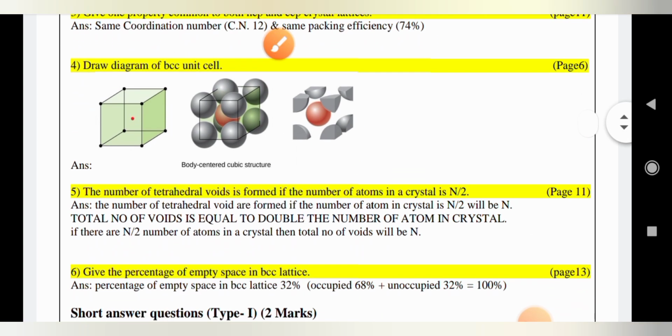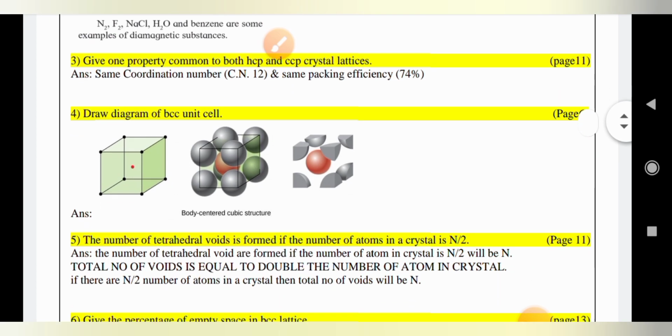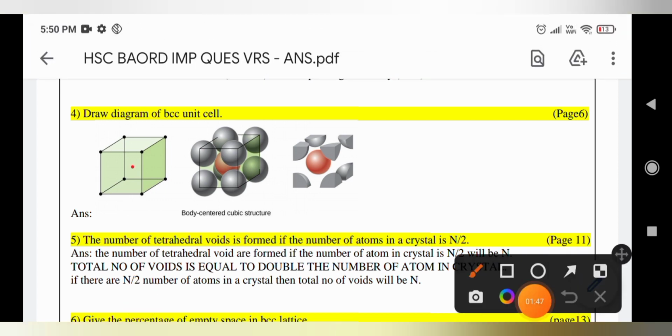Next, what is the diagram for BCC? BCC is body centered cubic structure. Body centered means eight atoms at the corners of the cube, and one more atom additionally at the center. Each corner atom contributes 1/8 part, while the central atom contributes a single atom. So 1/8 eight times, plus the one center atom. So BCC contains 2 atoms.